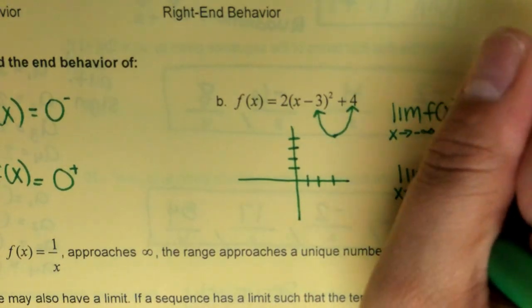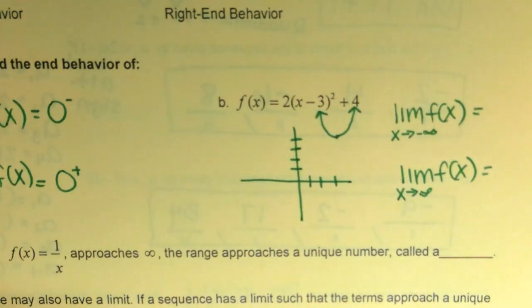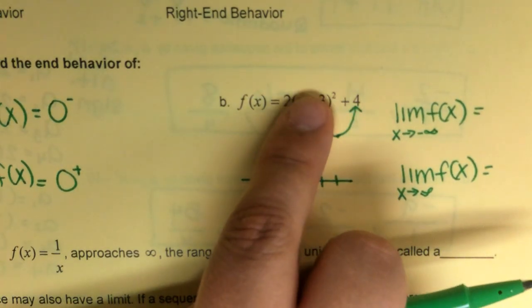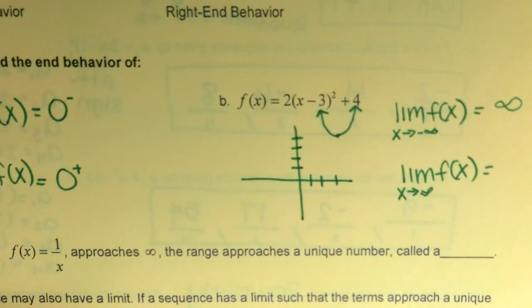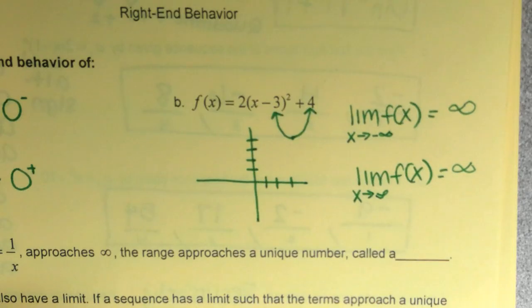What's happening as x approaches negative infinity, as it goes to the left? What's this arrow doing as it goes to the left? Goes up to infinity. And what happens as it goes to the right, as x is approaching infinity? Still goes to infinity. This is called diverging. When your limits are infinity or negative infinity, it diverges. It's not going to a specific number.